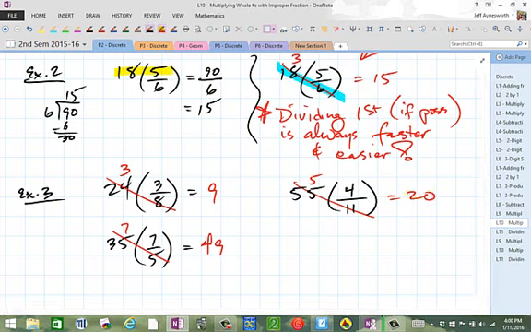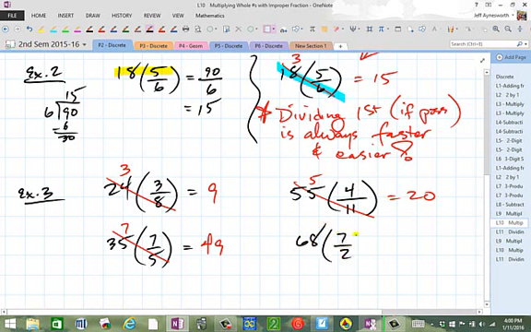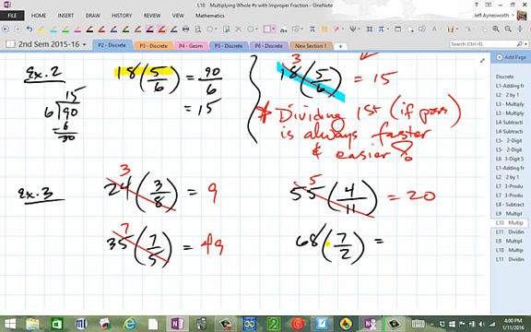One more time. Let's take 68 divided by 7 halves. All right. Now, 68 times 7 would be tough for some people, but 68 divided by 2 will not, because half of 68 is half of 60 and half of 8. So when you divide something by 2, take half of 60, which is 30, half of 8, which is 4, and you get 34.